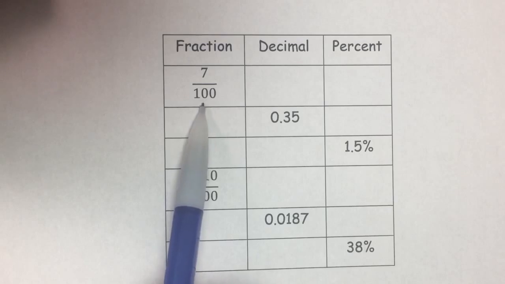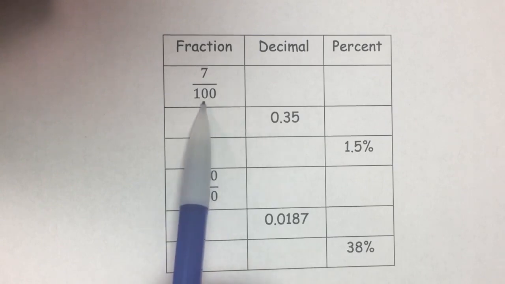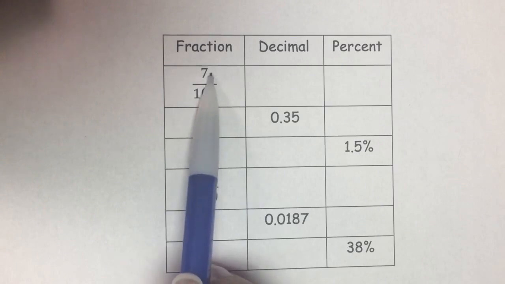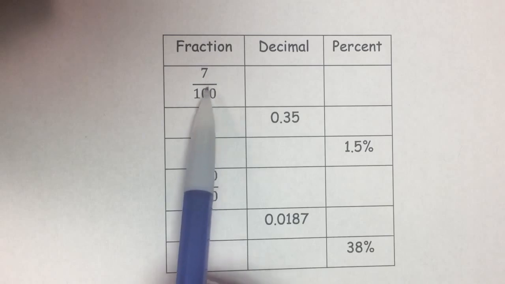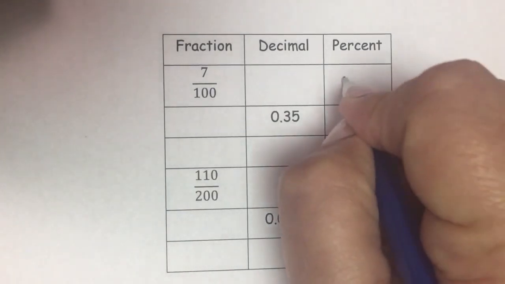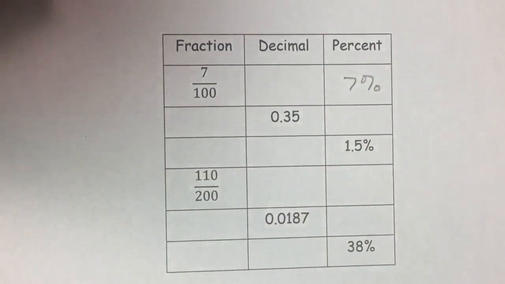I'm given this fraction 7 out of 100. So I could put that as a decimal next. Or, because it's out of 100, doesn't that mean that it's just 7%? Because remember, what is a percent? It is a number out of 100. So that's really simply 7%.